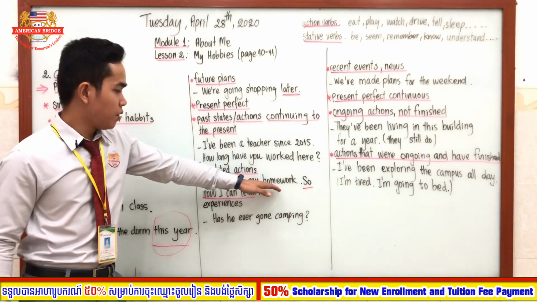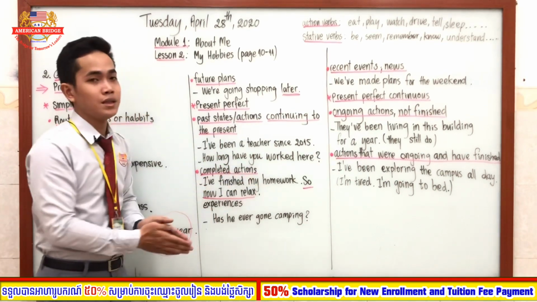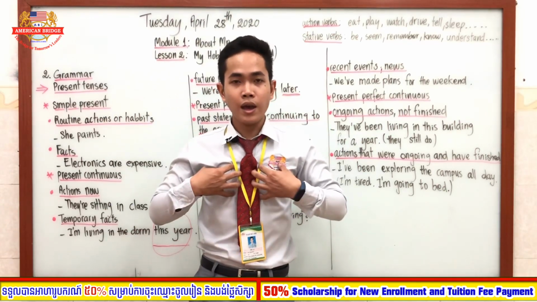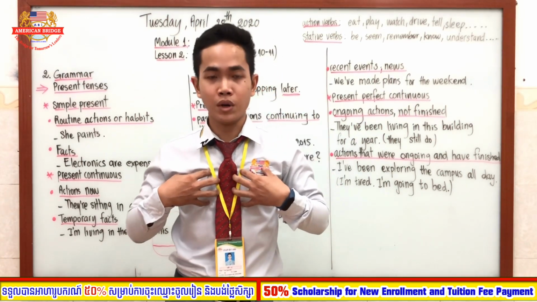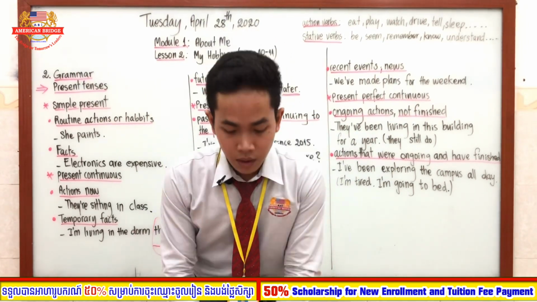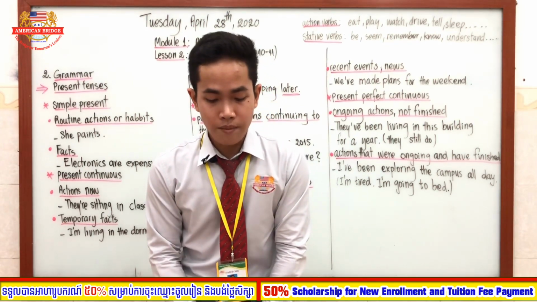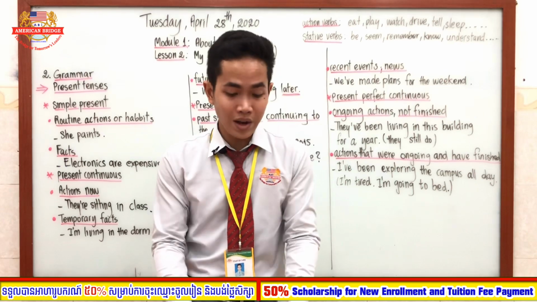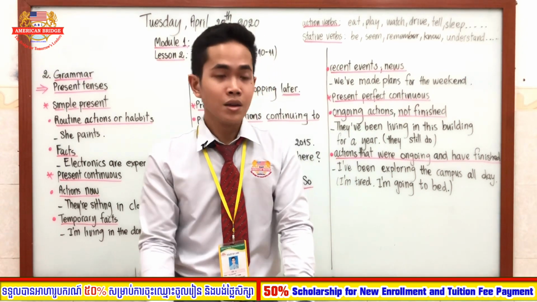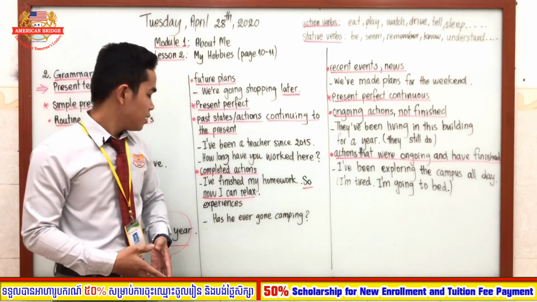I have finished my homework, so it happened in the past, right? But right now you have finished it. Maybe in this example, I say, I have finished my homework. Here is my homework, the homework is on the table. I mean, right now the homework is in front of you, but you finished it. Okay, so now I can relax, because I have finished the homework.